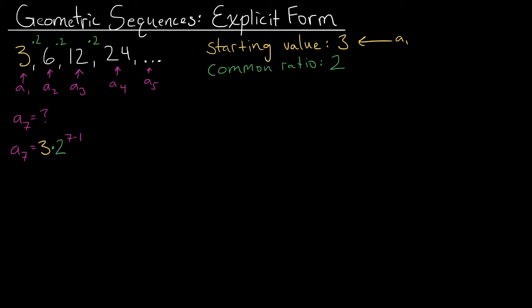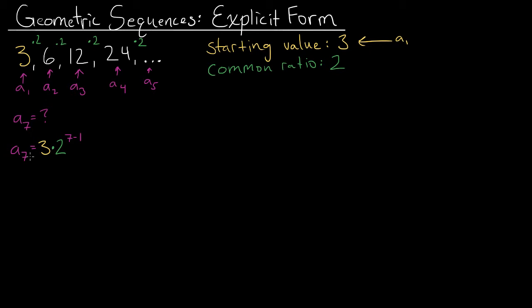And that's the same reason that if we're trying to find out what a sub 5 is, for example, then we would start with our starting value, and then we would multiply by 2, and then again by 2, and again by 2, and again by 2. And so a sub 5, our fifth term, we have 4 multiplications by 2. For a sub 6, there would be 5 multiplications by 2, and for a sub 7, there would be 6 multiplications by 2. And so that's why we have 7 subtract 1 here.